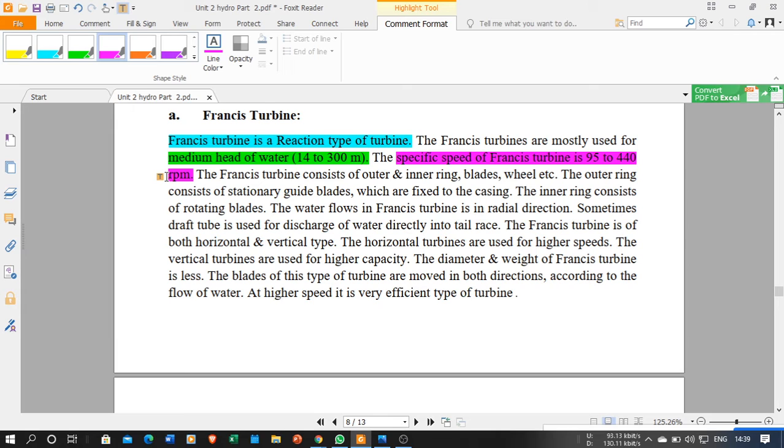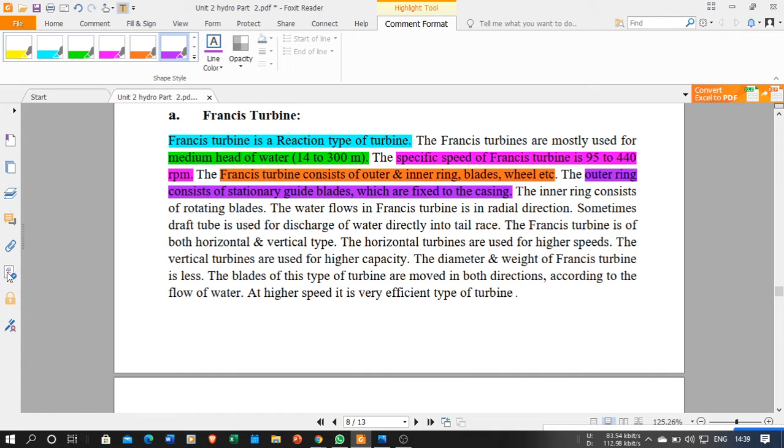The Francis turbine consists of an outer and inner ring. The Francis turbine has two rings, one outer ring and one inner ring. So the Francis turbine consists of outer ring, inner ring, blades and wheel. The outer ring consists of stationary guiding blades which are fixed to the casing. These guiding blades will guide the water to flow from your penstock to the turbine. So these are the stationary guiding blades. These blades are not moving.